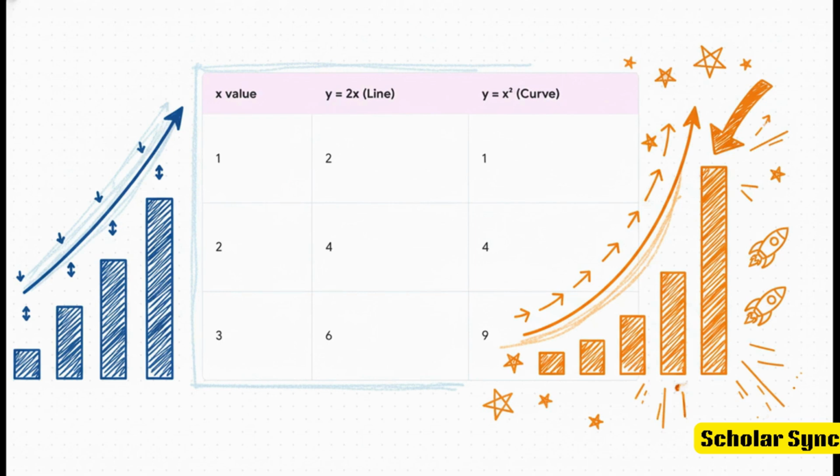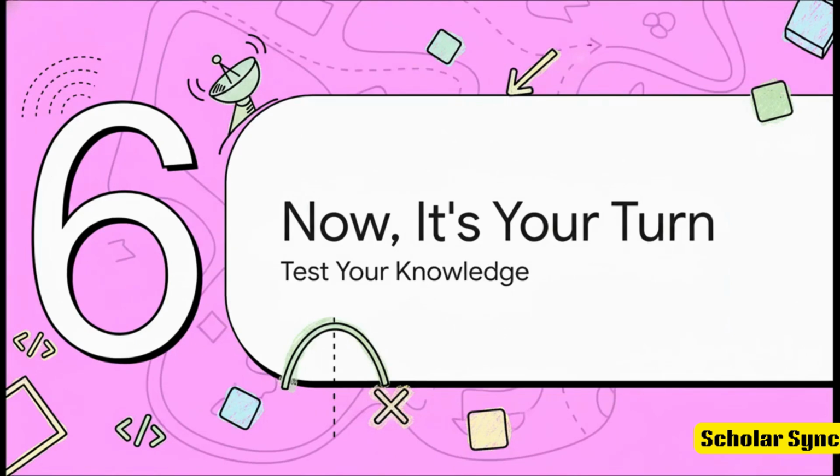That's the key right there. The parabola's growth accelerates. The bigger x gets, the way bigger y becomes. That explosive growth, that's its superpower. Okay, so you've seen the map, you know the secret code, and you have witnessed the power of the parabola. Now it's your turn. Let's see if you've really cracked this thing yourself.